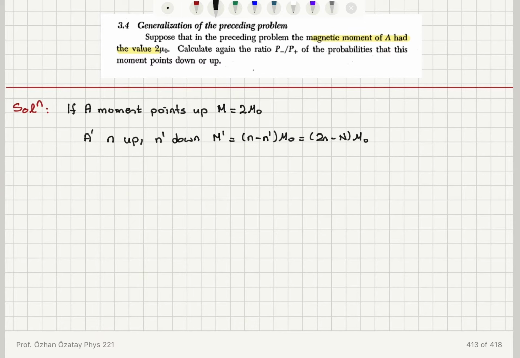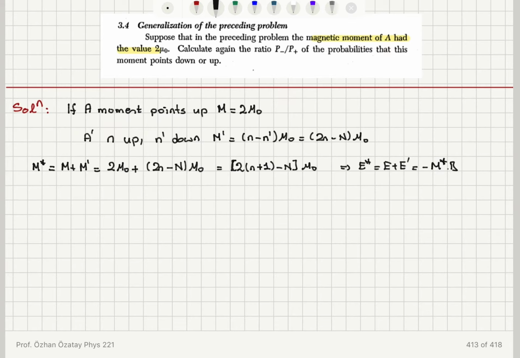However, the total magnetic moment m star has changed. So m star is now 2 mu 0 plus m prime, which is 2 mu 0 plus 2n minus capital N mu 0. And you can see that this is basically 2n plus 1 minus capital N mu 0. So instead of 2n minus N, I have 2n plus 2 minus capital N, so that I can accommodate this plus 2 mu 0 here. And correspondingly, E star, which is the total energy E plus E prime, is again minus m star B. It's a constant.